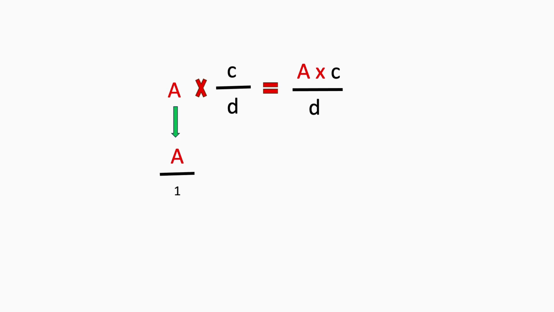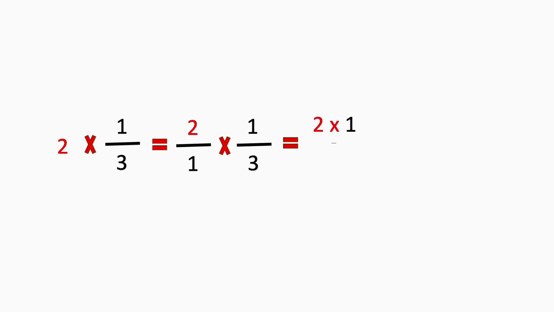It is good to know that to multiply an integer number by a fraction, we only multiply that integer number by the numerator part of the fraction. Do you know why? Yes, because if we want to convert the integer number into a fraction, we should put a 1 as a denominator of that, like this. 2 times 1 over 3 equals 2 over 1 times 1 over 3 equals 2 times 1 over 1 times 3 equals 2 over 3.